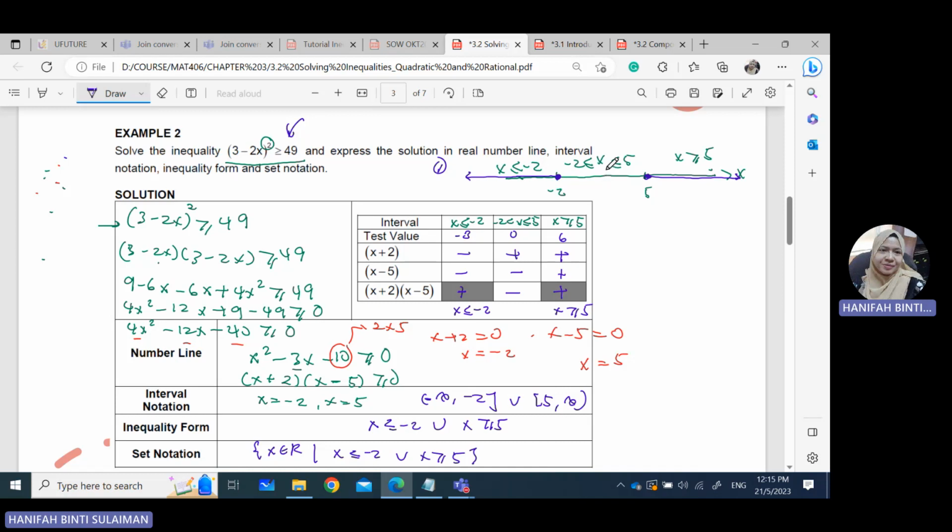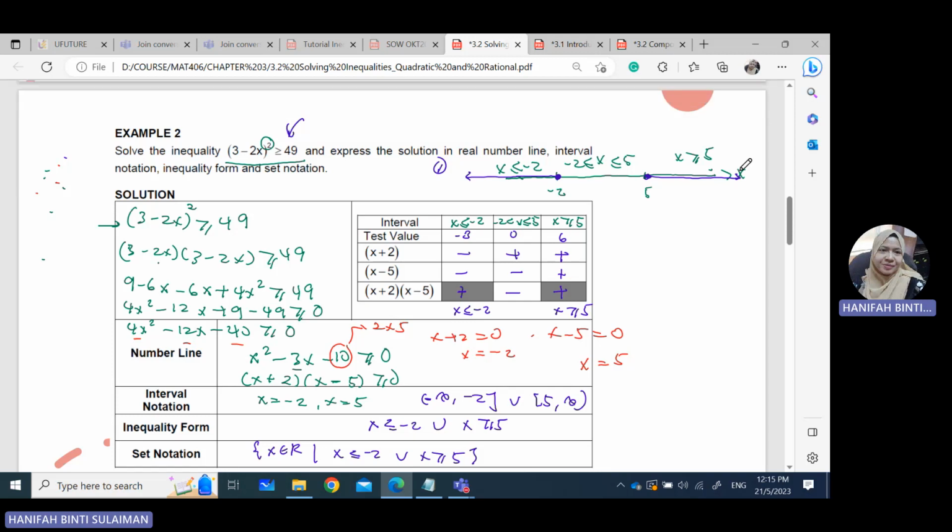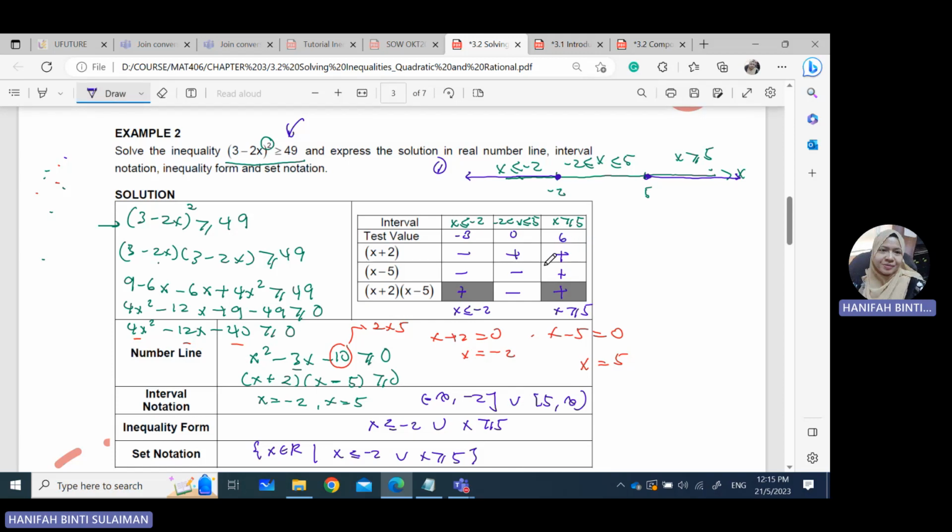Untuk in the middle kat tengah-tengah ni, nilai-nilai X adalah antara negative 2 ke 5. So untuk yang ini adalah X greater than 5. So maknanya nilai X yang lebih besar daripada 5 adalah pada 5 sehingga ke hujung kanan lah. Sehingga ke kanan. Dia bergerak ke kanan nilai dia. Okay, so we have X greater than 5. Okay, so untuk menentukan yang mana satu jawapan dia, itu yang kita buat test yang ini.